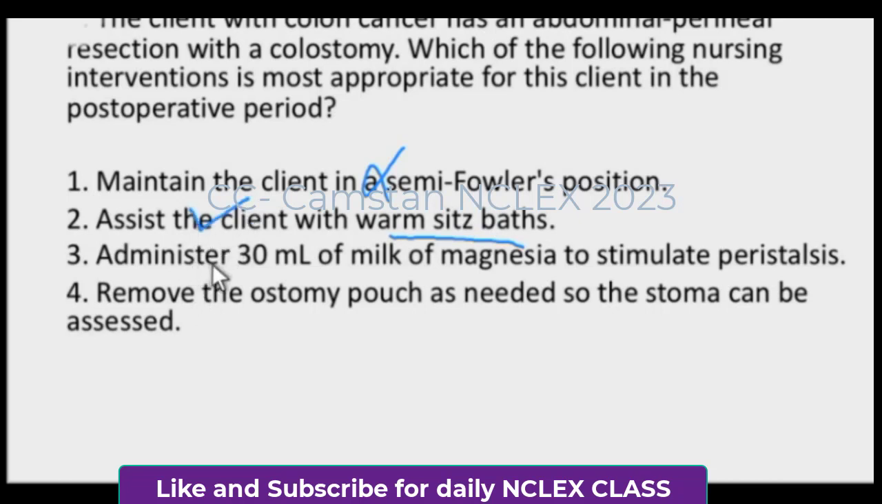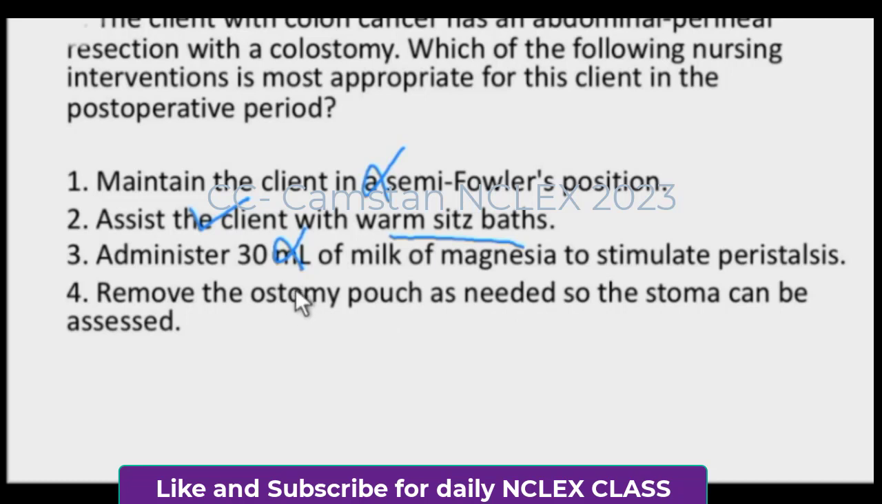Third option is administer 30 ml of milk of magnesia to stimulate peristalsis. No, it is inappropriate to give milk of magnesia to stimulate peristalsis to the patient. The third option is also wrong. Fourth one, remove the ostomy pouch as needed so the stoma can be assessed.